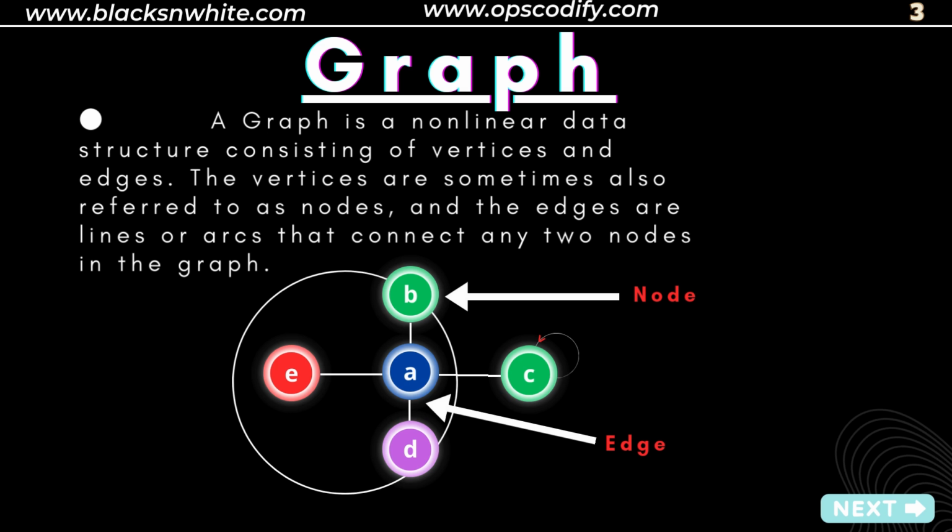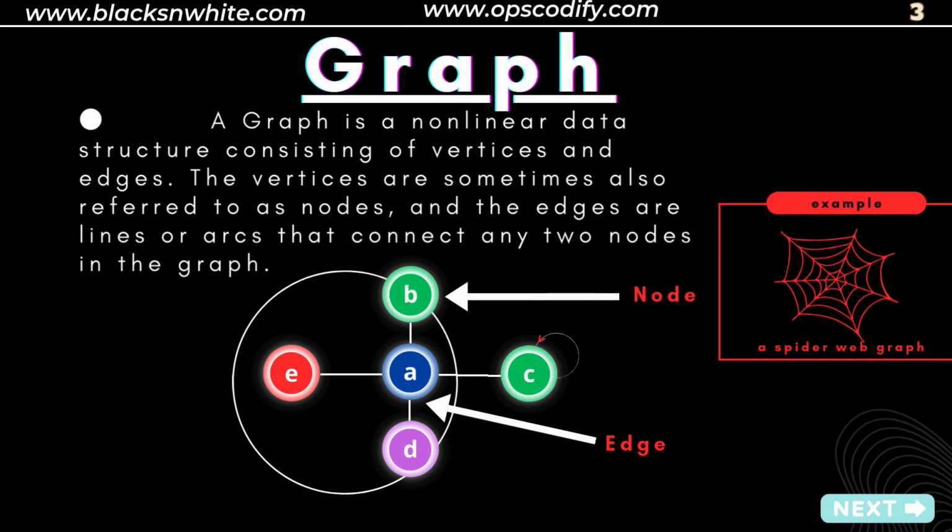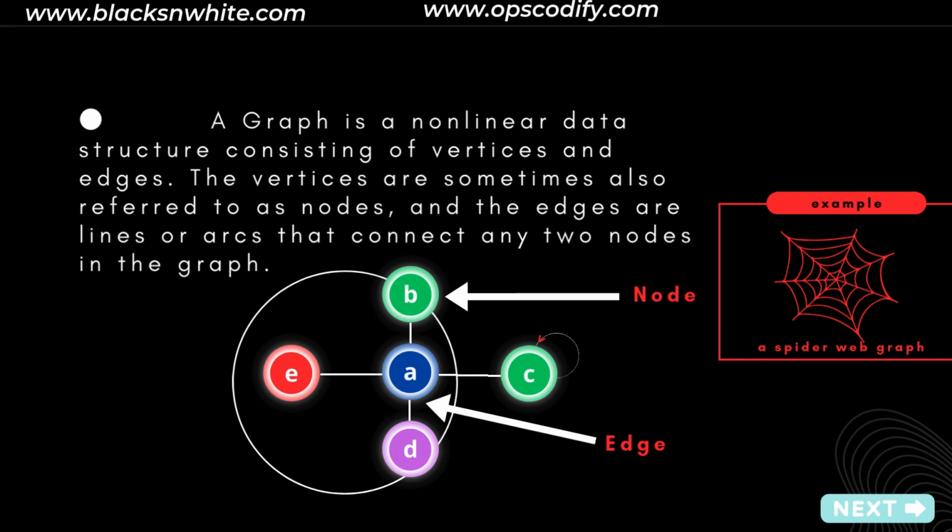The arrows on some of the edges show the direction of the relationship. The arrow from A to B means the connection goes one way, from A to B. A great real-world example of a graph is a spider web. The points where the silk threads meet are the nodes, and the threads themselves are the edges. In short, a graph is a set of nodes and the edges that connect them.